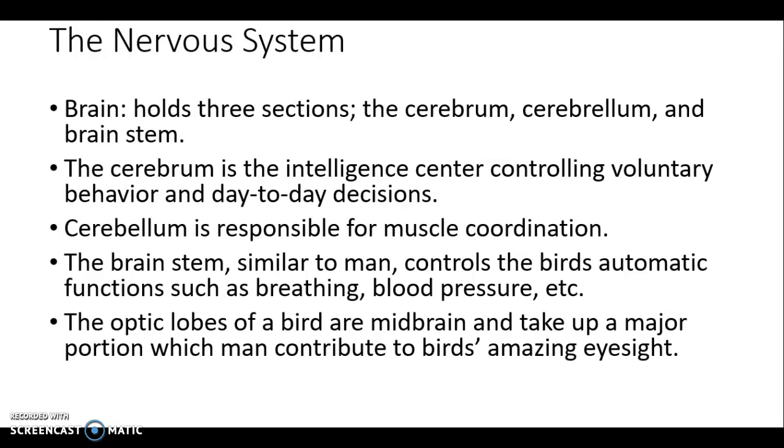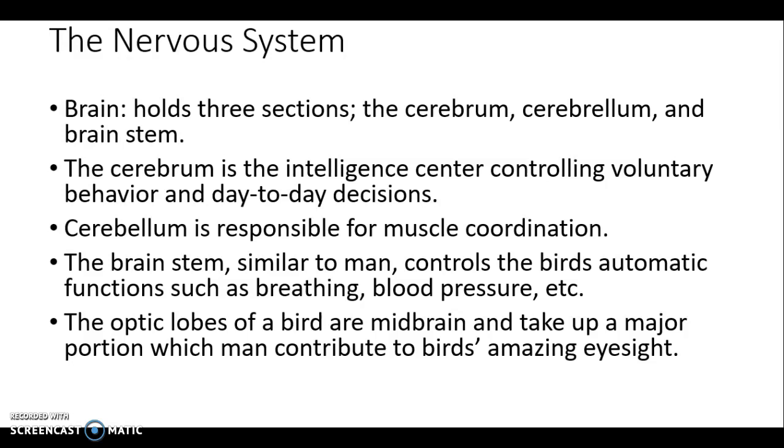The nervous system. The brain holds three sections: the cerebrum, the cerebellum, and the brainstem. The cerebrum is the intelligent center controlling voluntary behavior and day-to-day decisions. Okay, so that's basically telling it what it's going to eat, where it's going to fly, what it needs to survive. The cerebellum is responsible for muscle coordination, so that's going to be more non-voluntary. The brainstem, similar to man, controls the bird's autonomic functions such as breathing, blood pressure, etc.